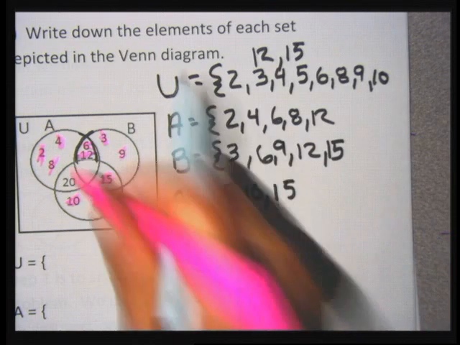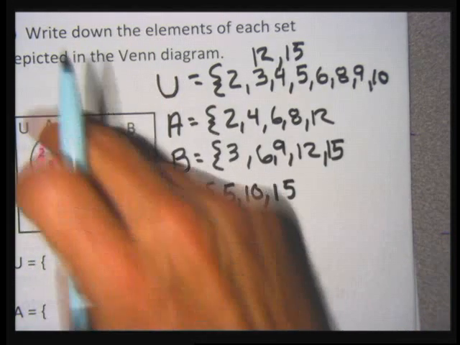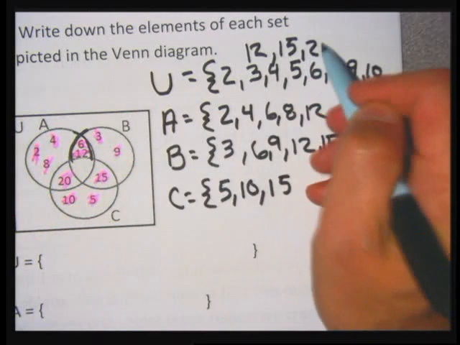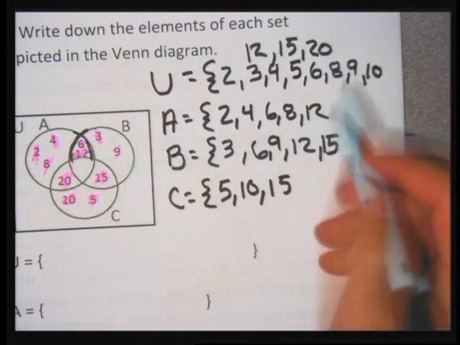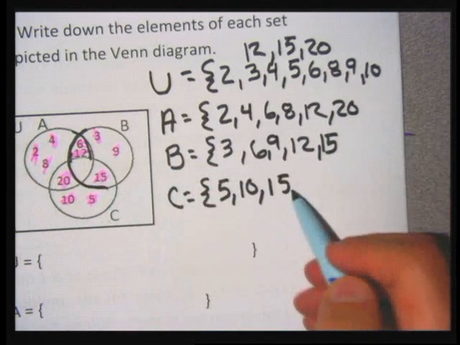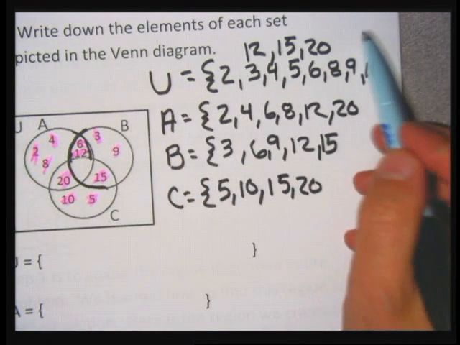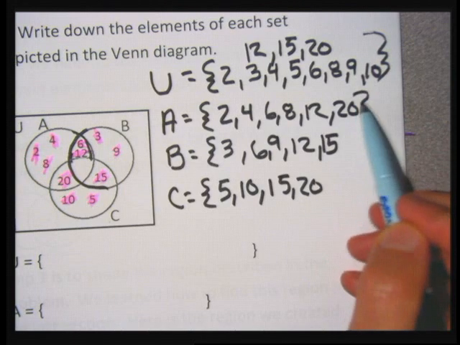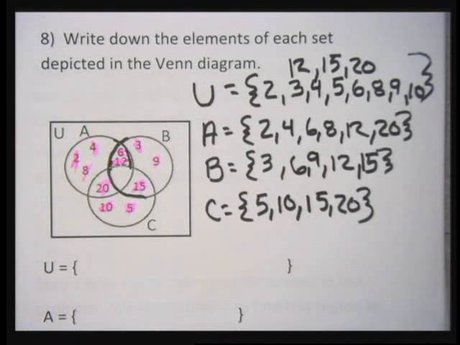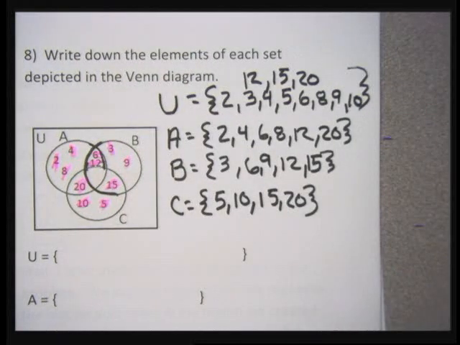And then the last number, 20, it's in the universe, it's in the A set, it's in the C set, but it's not in the B set. So 20 is going to go in the universe. It's going to go in the A set. It's not going to go in the B set. It's going to go in the C set. So I'm going to close out my set notation. So I think that's a reasonable depiction of the answer to number 8. That would be all the sets that are described by that Venn diagram listed out in roster form.